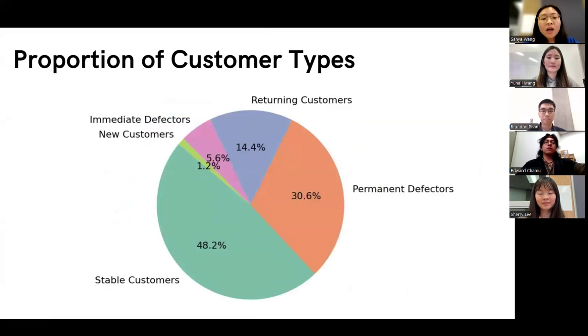And here, this pie chart breaks down our customers based on their purchasing behavior. The biggest group, stable customers, are those who consistently buy from us and have strong brand loyalty. The returning customers are those who left at some point but decided to come back. Next, permanent defectors have completely stopped purchasing and are unlikely to return. The last one, immediate defectors, are those who bought once and never returned. Overall, this breakdown shows that while most top customers are loyal to the brand, we're still losing a good number. That's why we need strong retention strategies to cut down on customer losses and turn more returning buyers into loyal ones.